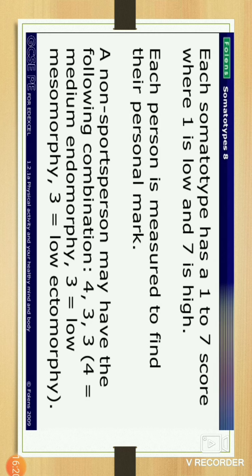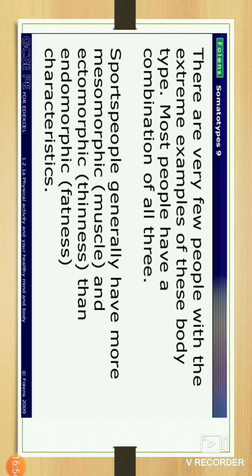Each somatotype has a 1 to 7 score, where 1 is low and 7 is high. Each person is measured to find their personal mark. A non-sports person may have the following combination, that is 4, 3, 3. That is 4 is equal to medium endomorphy, 3 is equal to low mesomorphy, and 3 is equal to low ectomorphy. There are very few people with the extreme example of these body types. Most people have a combination of all three.